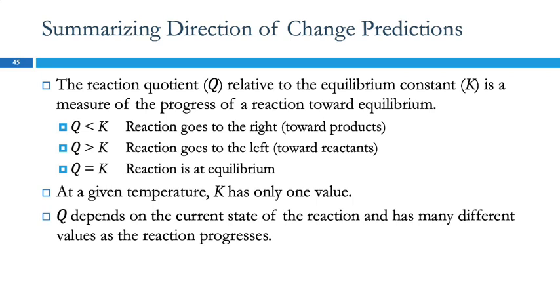So at any given temperature, there's only one value for the equilibrium constant. The quotient could have all kinds of different values depending on the current state of the reaction. So that's going to change, but K is constant.